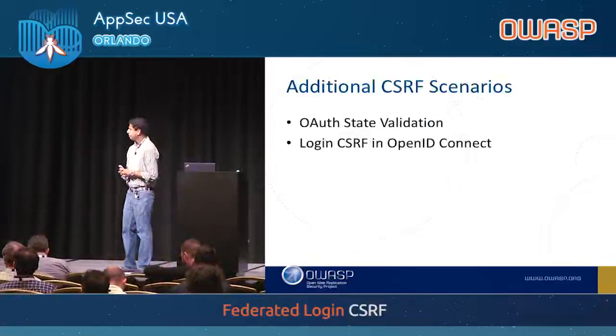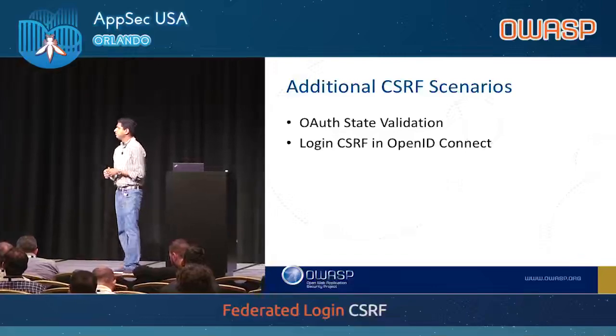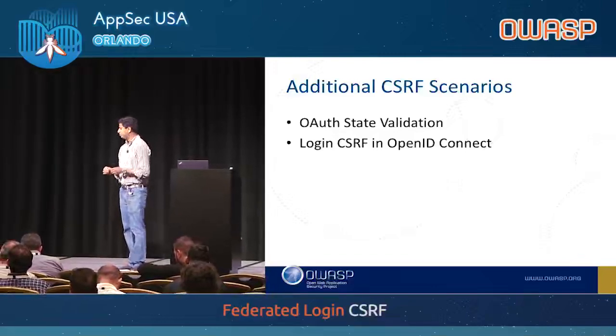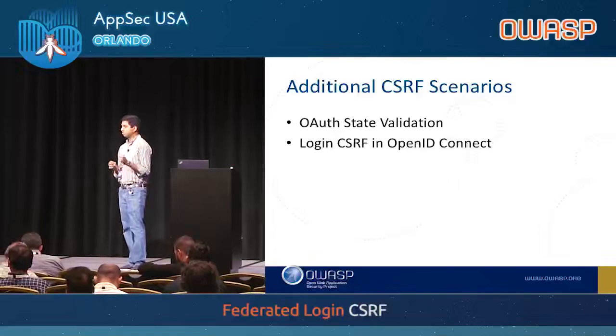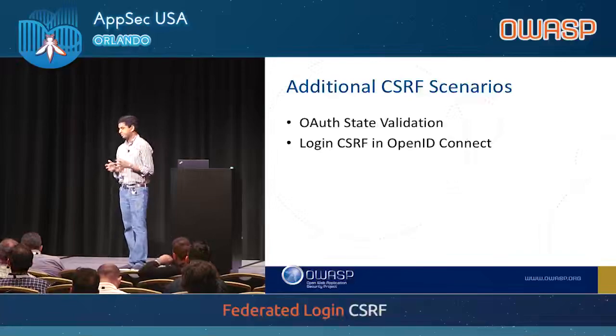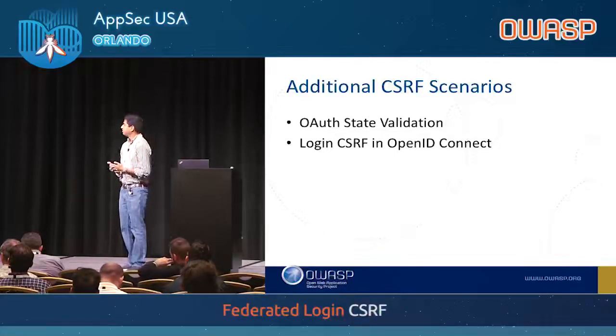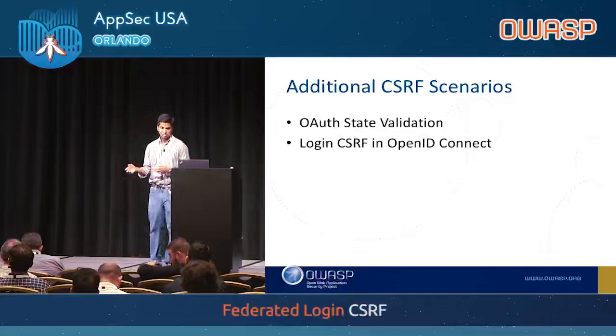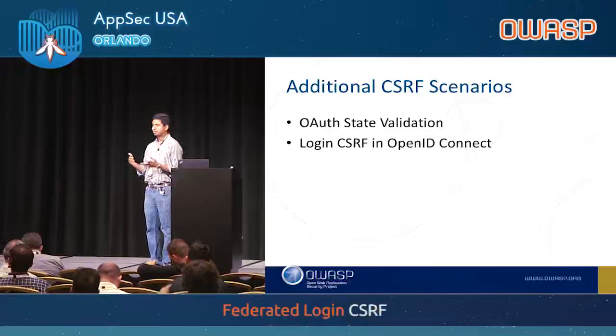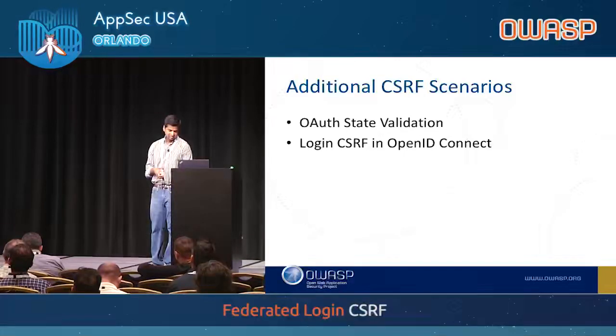There are already identified and documented CSRF scenarios in OAuth and OpenID Connect. OpenID Connect is the federation protocol that is the standard right now. So we will just walk through what they are, how it might affect this present scenario, and what are the identified mitigations for those.